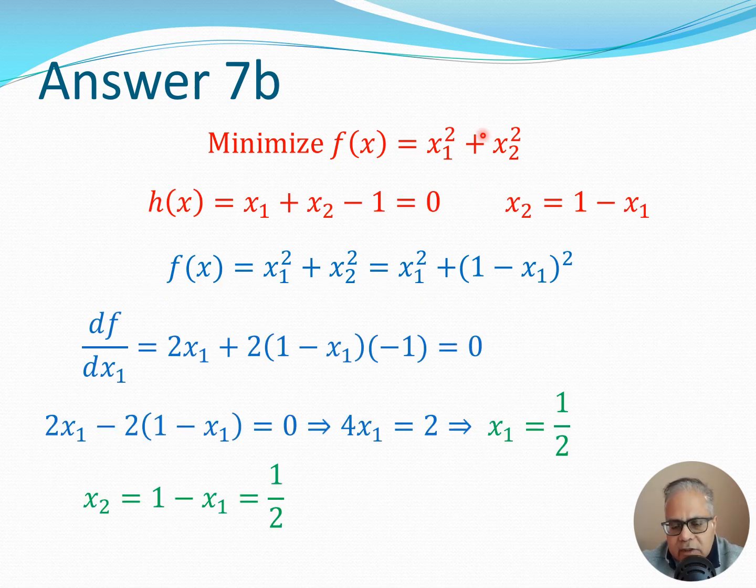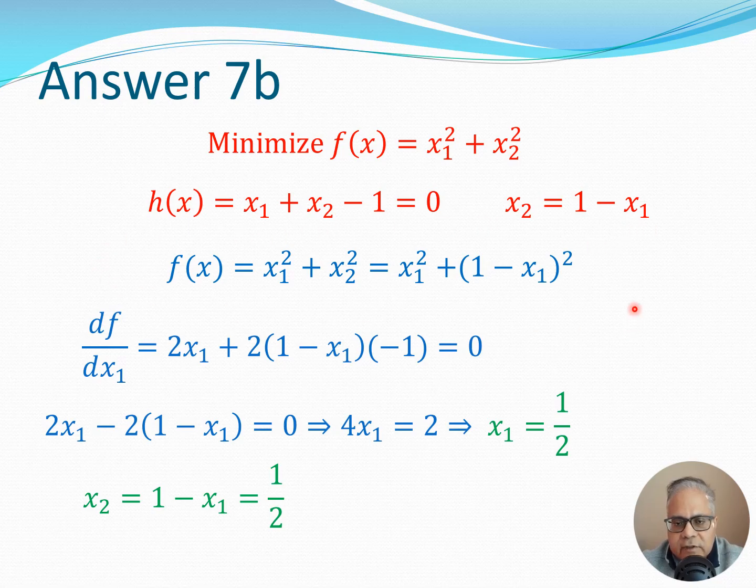Now, we could solve this kind of simple problem by simply taking h of x, which is this value, and then expressing x2 in terms of x1. And that's what I've done here. I have written x2 as 1 minus x1, and then I have written the function f of x out. So f of x becomes x1 square plus x2 square, and this becomes x1 square plus (1 minus x1) square. That I have got from this term here, x2 is 1 minus x1.